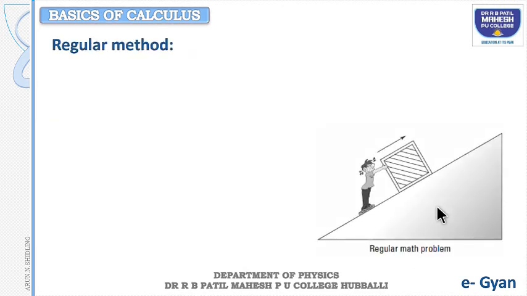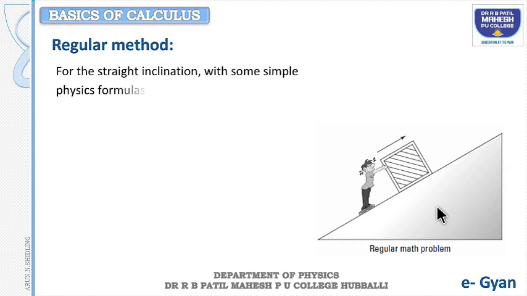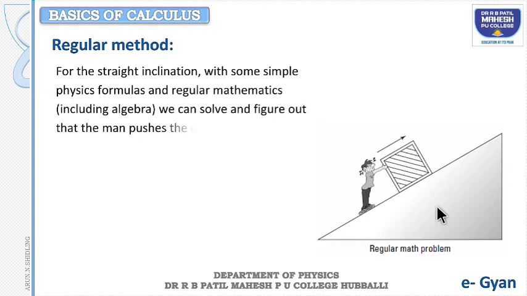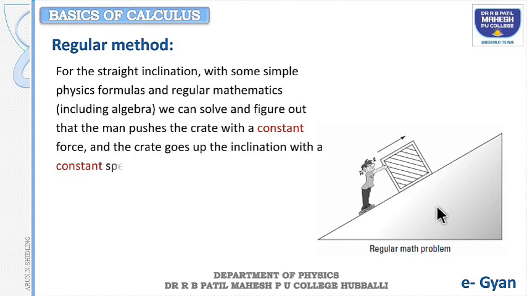So the first case, this problem is a regular math problem. Since the inclination is constant, there will be no need of varying the force to push the object to a higher height. If you apply constant force with the same speed, the object is going to climb the inclination. And this can be solved by simple arithmetic and algebra, and finally we can solve the problem in physics.